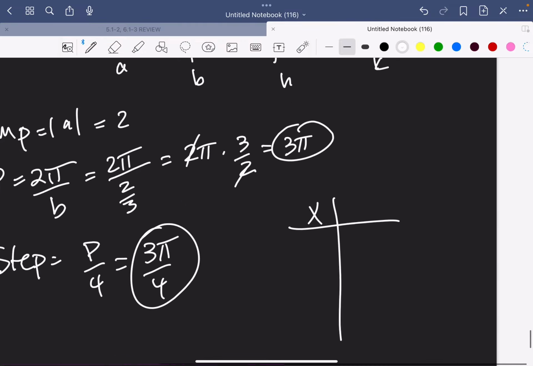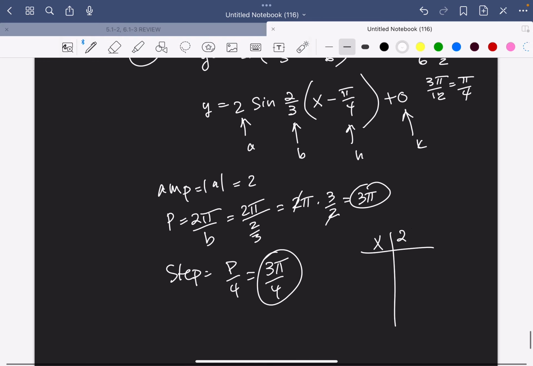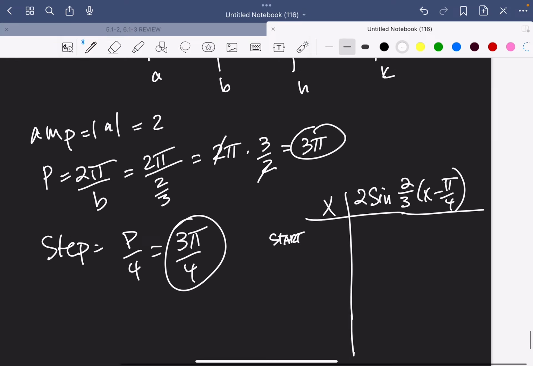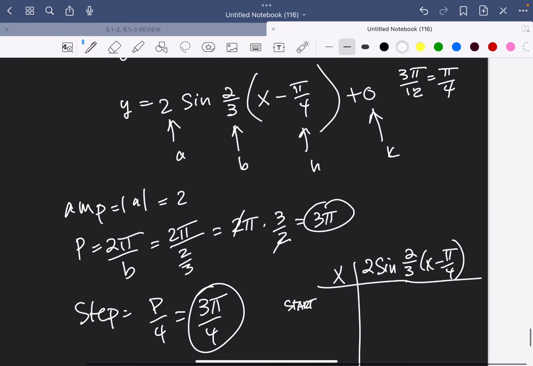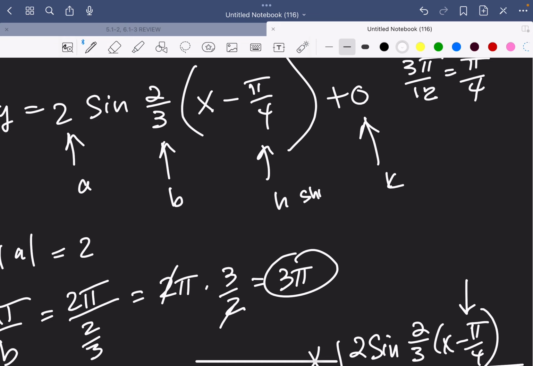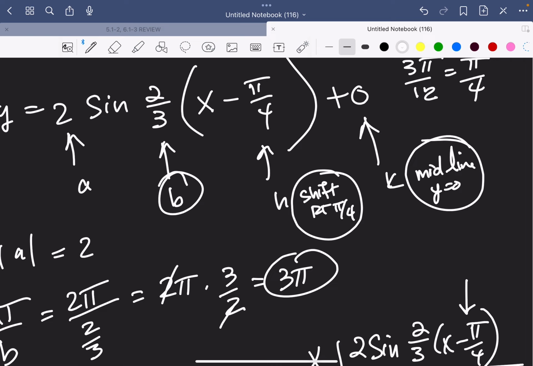So x, and then my function is 2 sine 2/3 x minus pi over 4. Not ridiculous. So now we're going to have our starting value. And our starting value, as we said, is pi over 4. Since our h is pi over 4, that's a shift right, pi over 4. This is saying that the midline is at y is equal to 0. That's telling you about the period, and this is telling you about the amplitude.